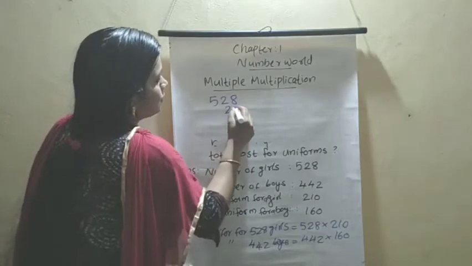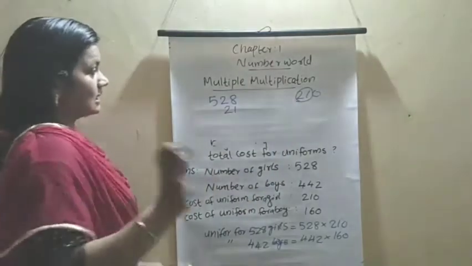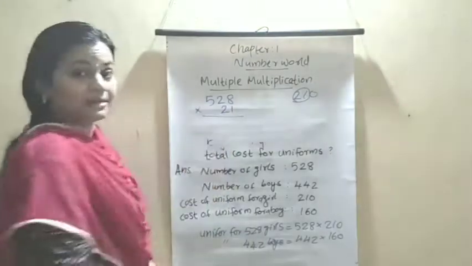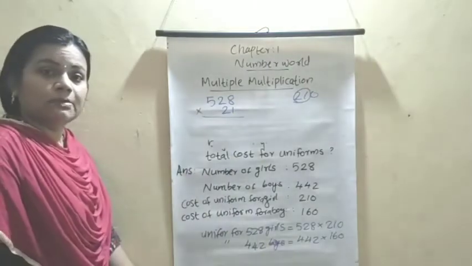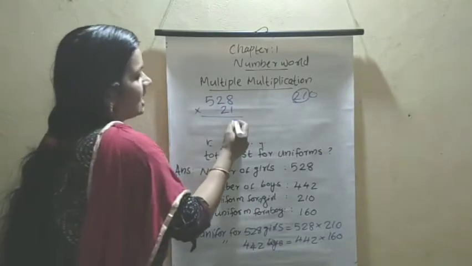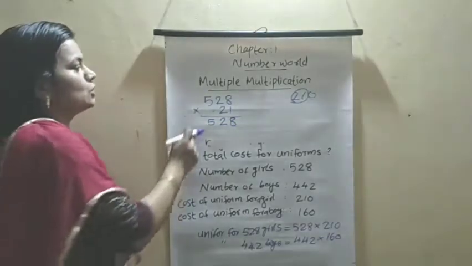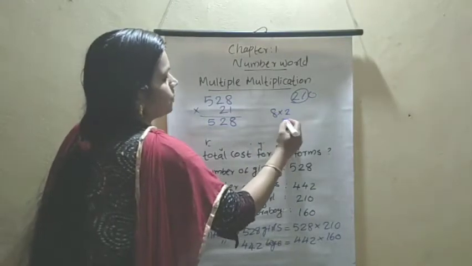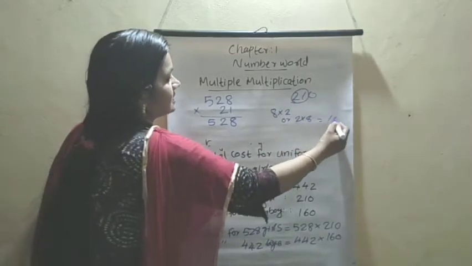Then we want to calculate 528 into 210. We can select only 21, and the 0 is kept there. All of you know the 1 and 2 multiplication tables, I hope, so we can easily calculate it. How to do this? 1 8s are 8, 1 2s are 2, 1 5s are 5. Next step, 2 8s are, or 8 2s are, both are same. 2 into 8 or 8 into 2. What is the answer? 16.